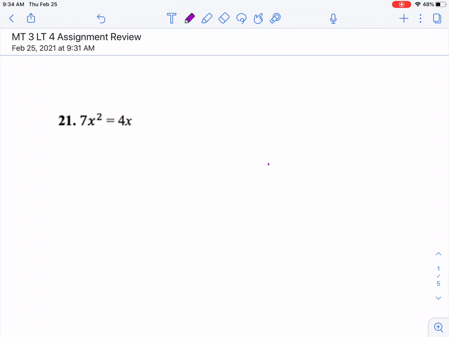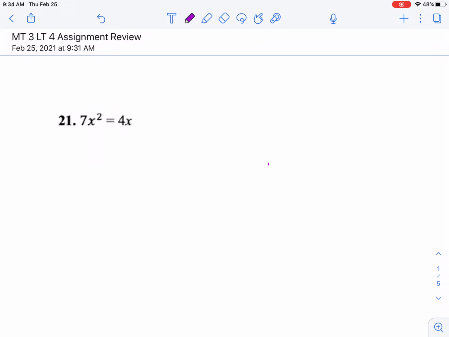Hello, let's take a look at your MT3, LT4 problems that you emailed me about. On the directions for problem 21, you're supposed to solve it by factoring. In order to solve it by factoring, you must make one side equal to 0.